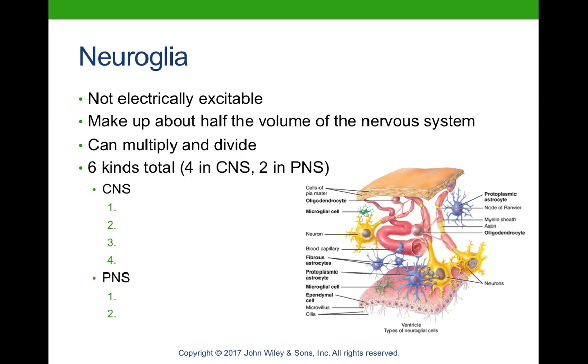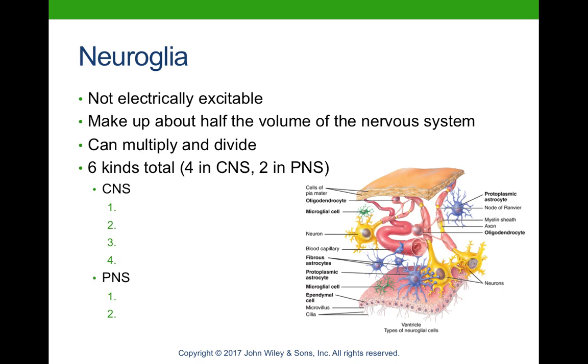Neuroglia or glia are not electrically excitable cells. They make up about half the volume of the nervous system, and they can multiply and divide. These are specialized tissue cells that support neurons, attach neurons to blood vessels, produce the myelin sheath around axons, and carry out phagocytosis. The types of neuroglia include those in the central nervous system and in the peripheral nervous system. There are 6 kinds of neuroglia in total.